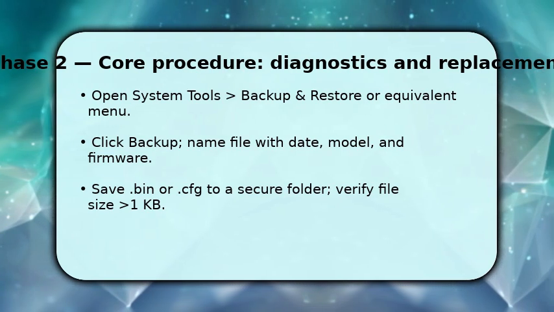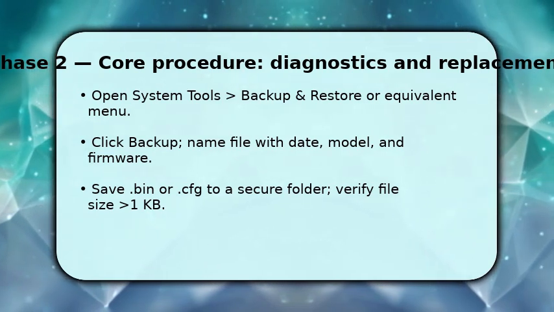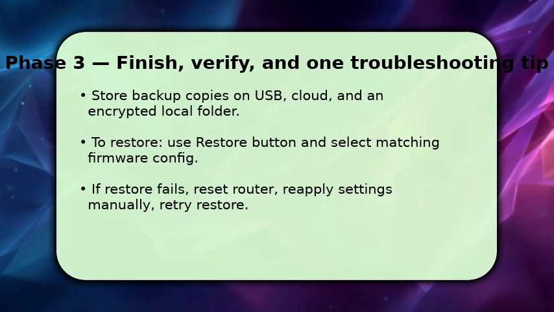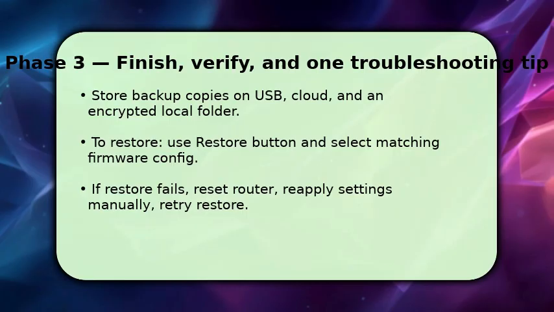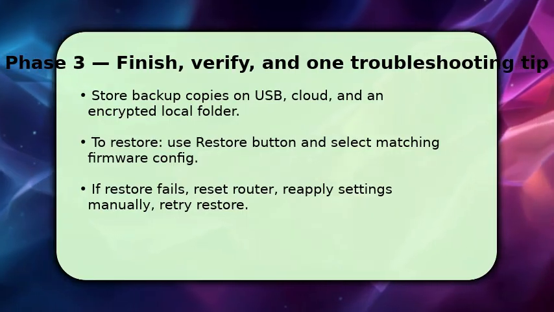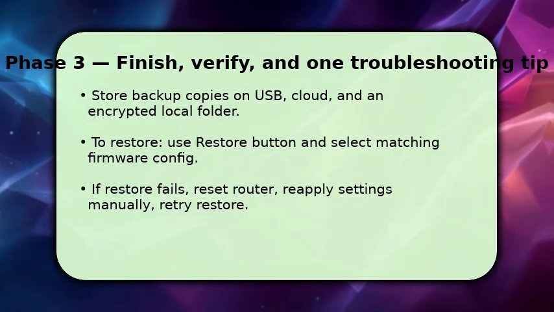To finish, copy the config file to at least 2 locations, an encrypted local folder and a separate backup like a USB drive or cloud storage. This prevents loss if a single device fails.